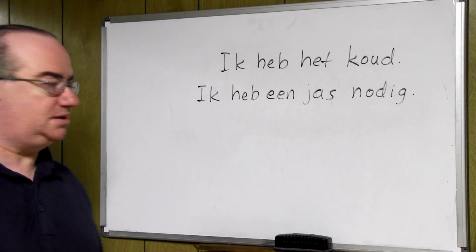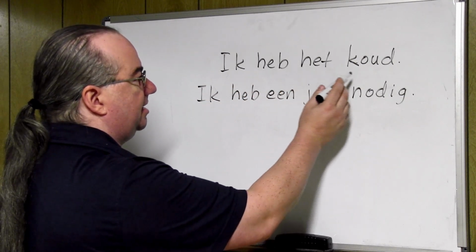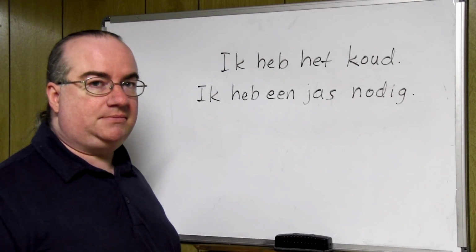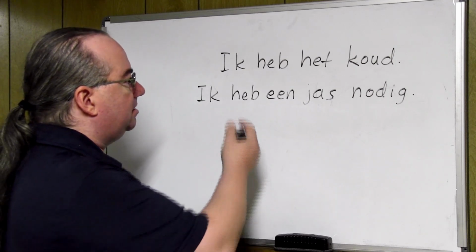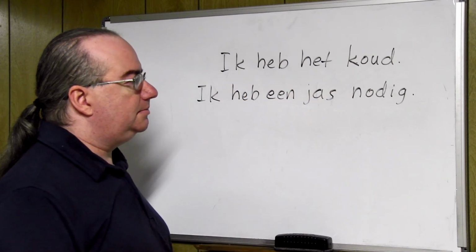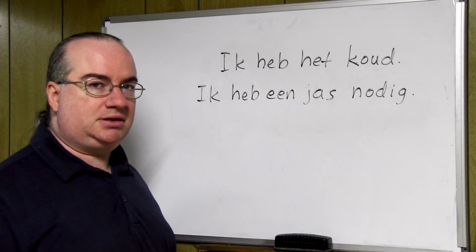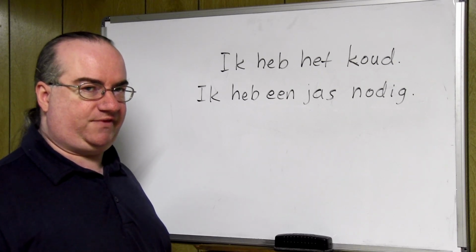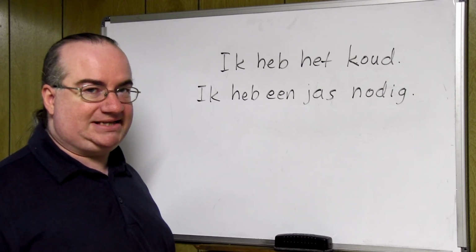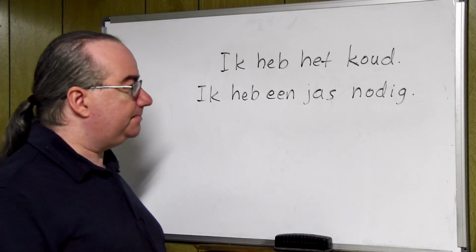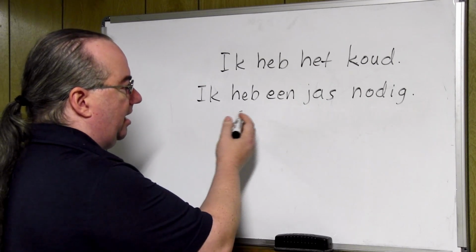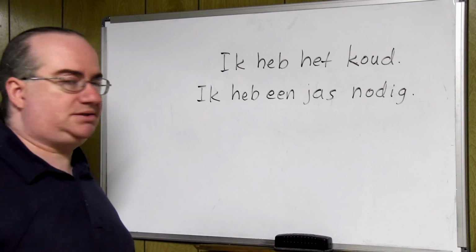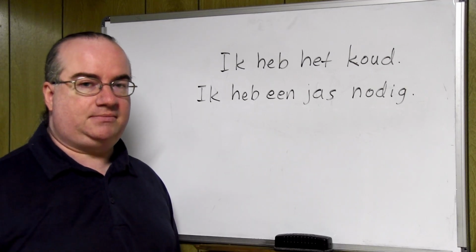Okay, now check out these two sentences. Ik heb het koud. Now, we know the word koud from our weather lesson. It means cold. But what about this? I have the cold. This is how you would say I am cold in Dutch. Instead of saying I am cold like we say in English, we say I have the cold. Kind of sounds like we're talking about a disease, but this just means I'm cold. And then the second sentence, ik heb een jas nodig. Jas means jacket, so this says I'm cold, I need a jacket.